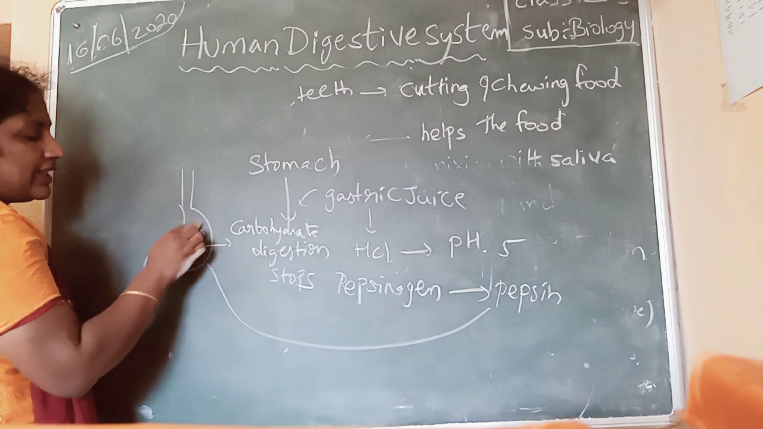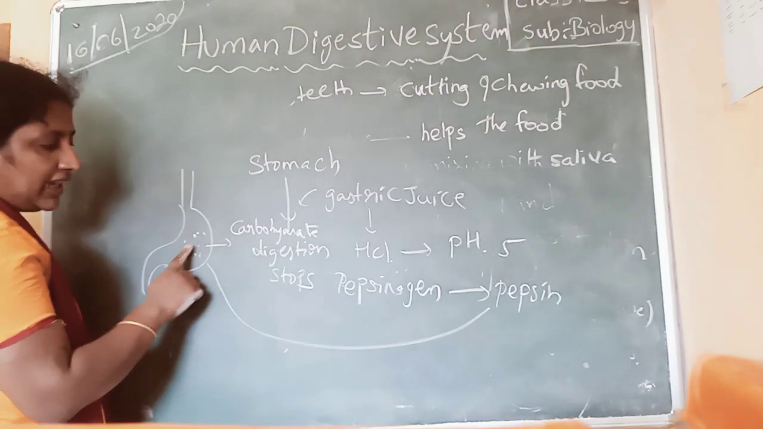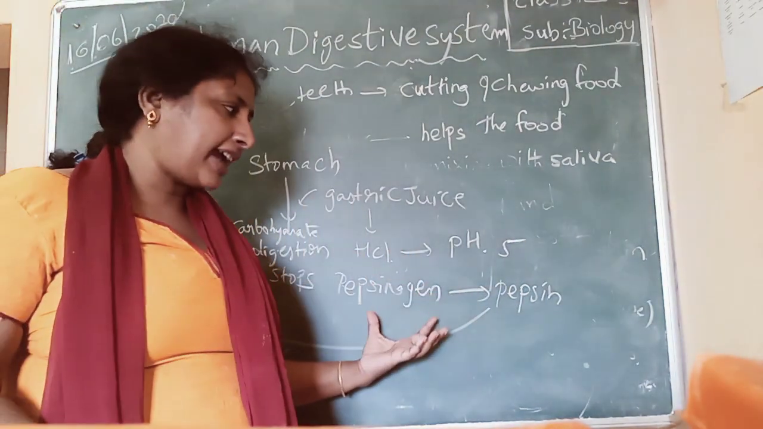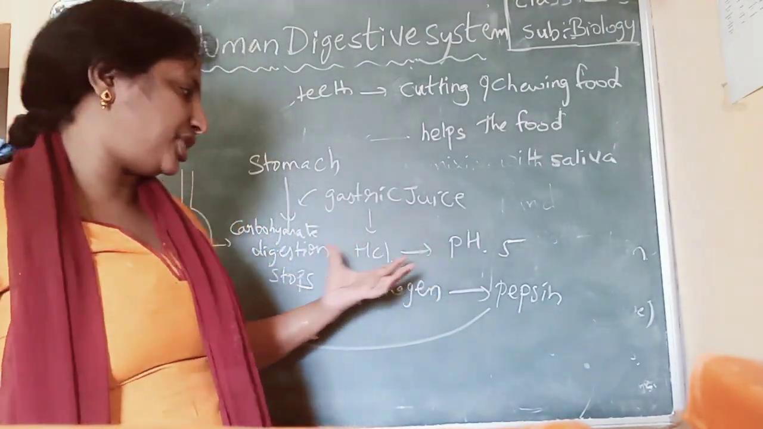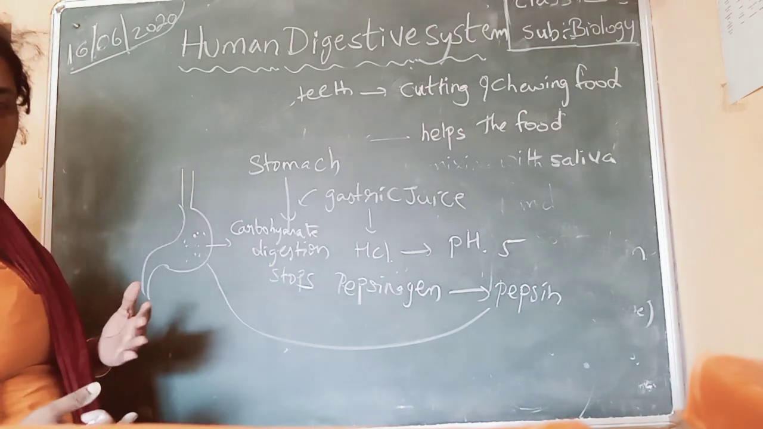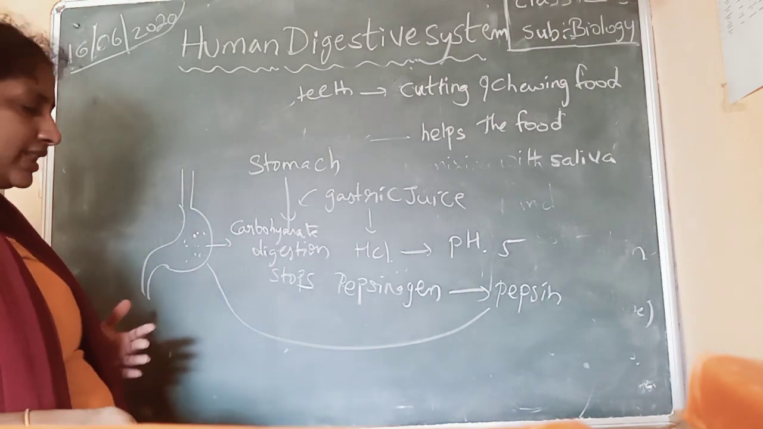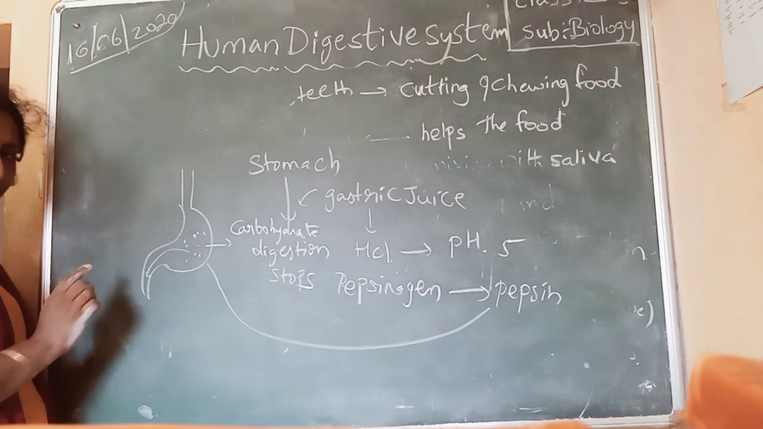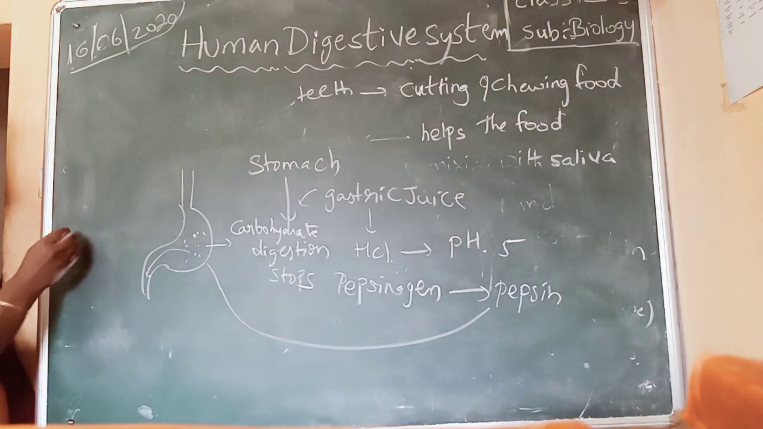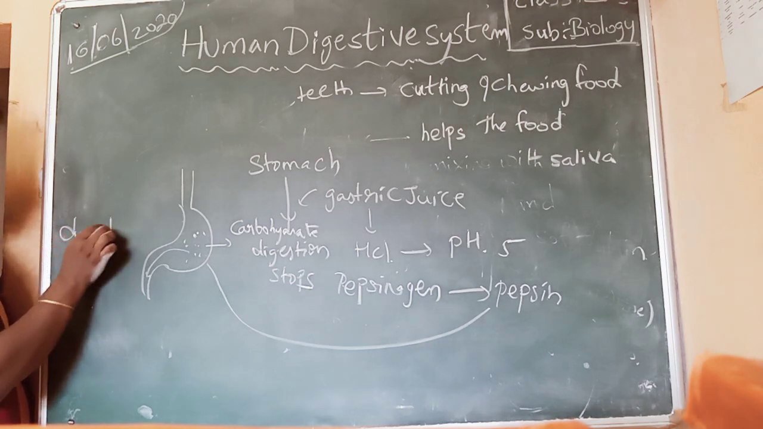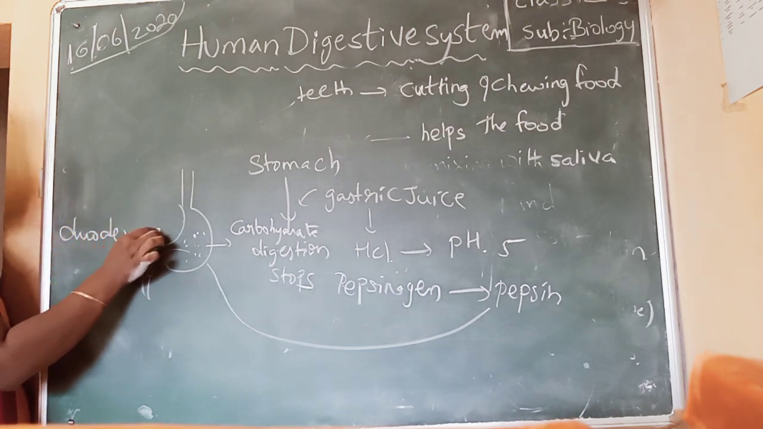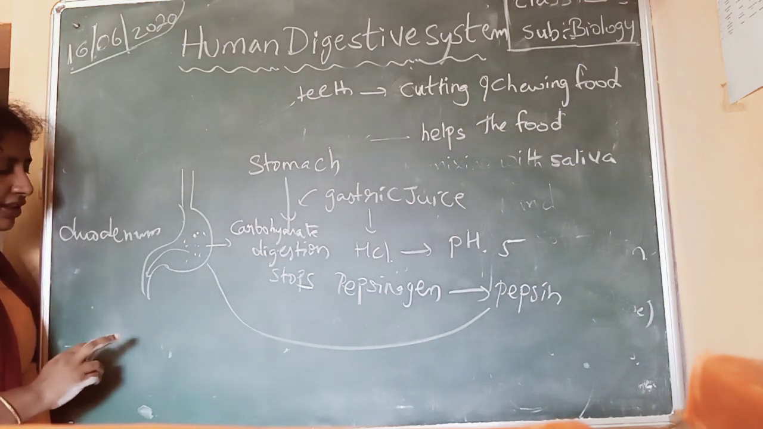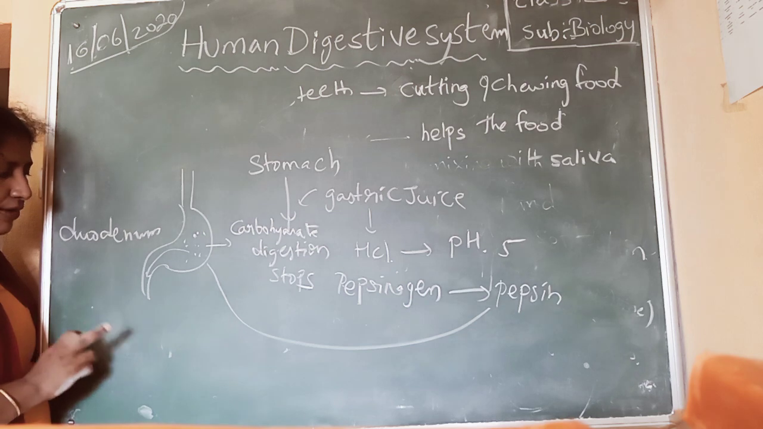So the bolus which has entered into the stomach is now being acted upon by the pepsin. Pepsin is active in acidic conditions, so it acts on proteins and digests them. Now the food enters into the duodenum. Duodenum is nothing but the first part of the small intestine.